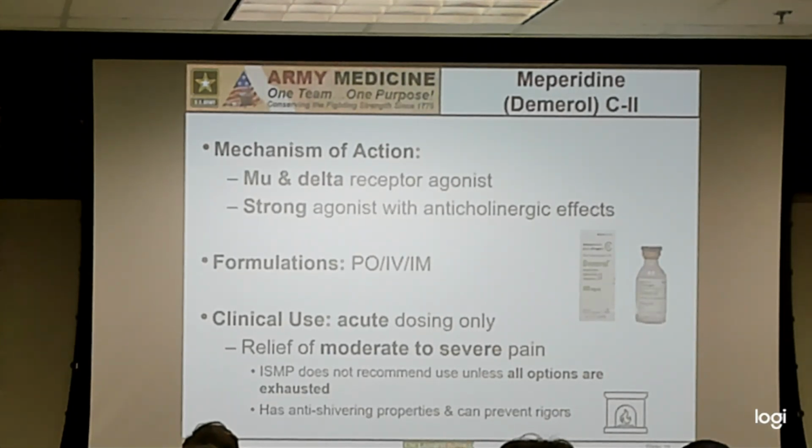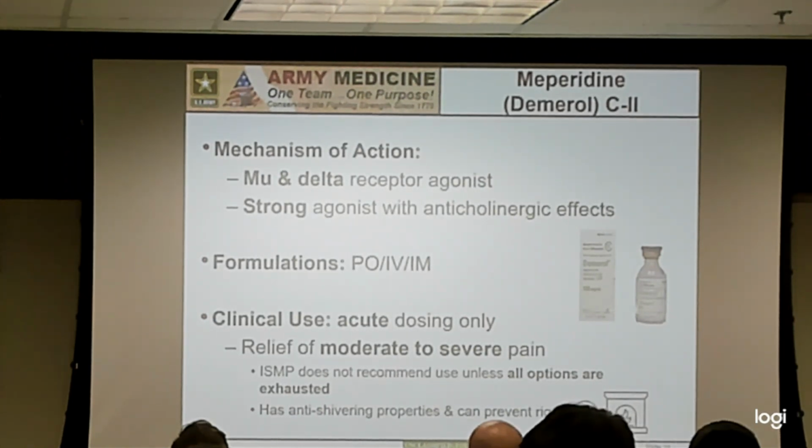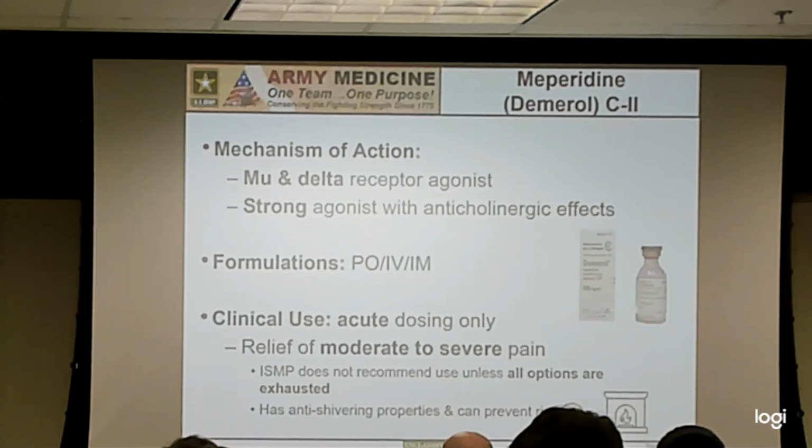So your meperidine, a mu and delta receptor agonist, so that's why this is falling in our mix. A strong agonist with anticholinergic effects. Anticholinergic is a dry or wet? Drying things up. It's given by PO, IM, or IV routes, and this is for your acute dosing only, with moderate to severe pain.